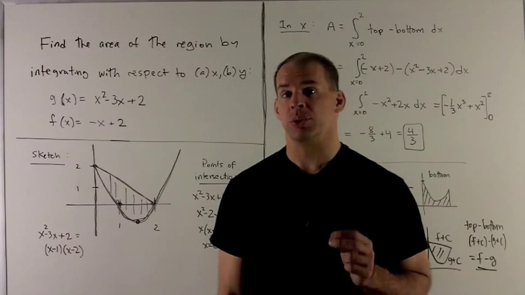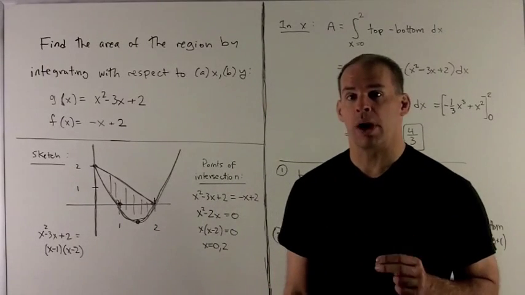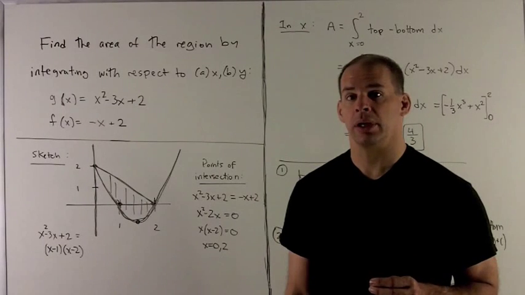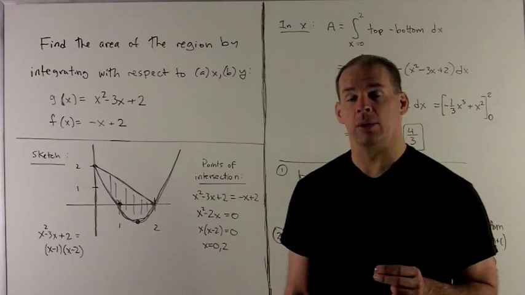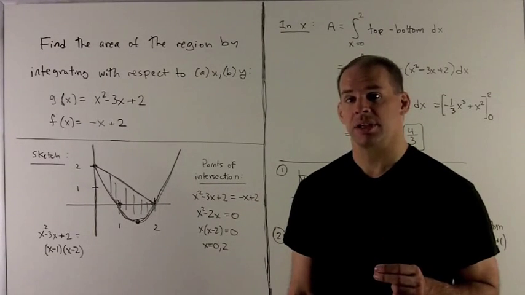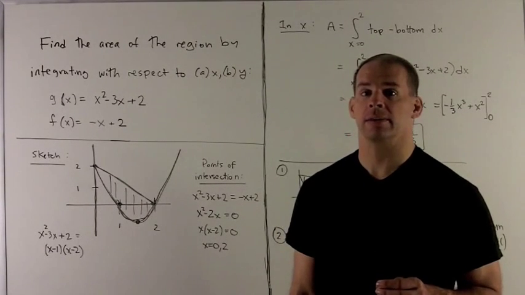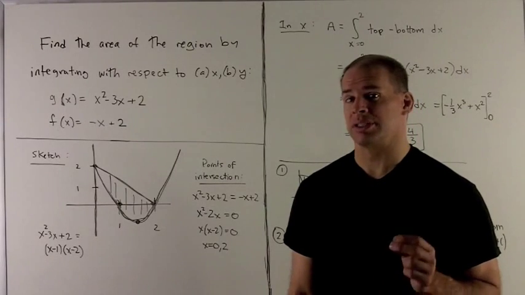Find the area between the two curves, x squared minus 3x plus 2 and minus x plus 2, by integrating with respect to x and then with respect to y. First, let's sketch our picture.